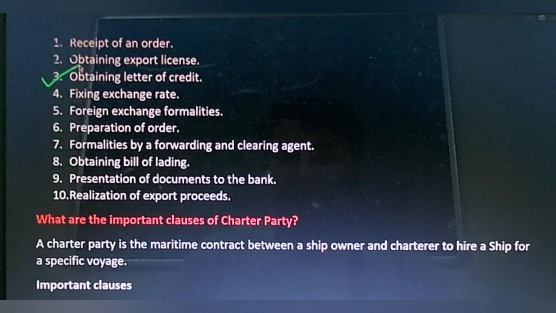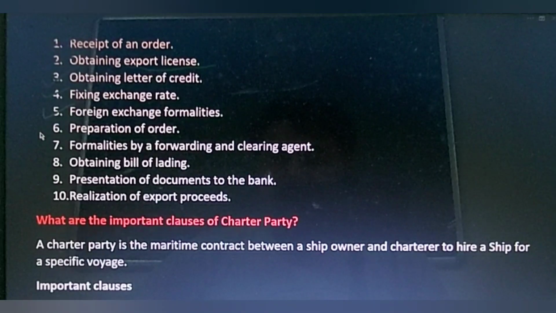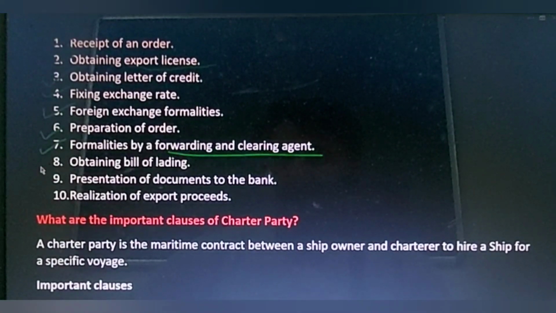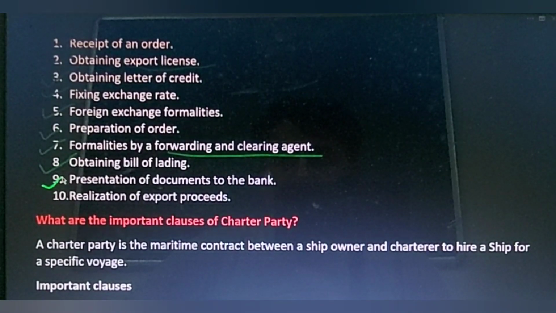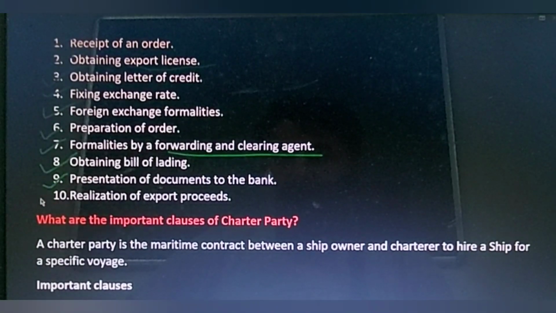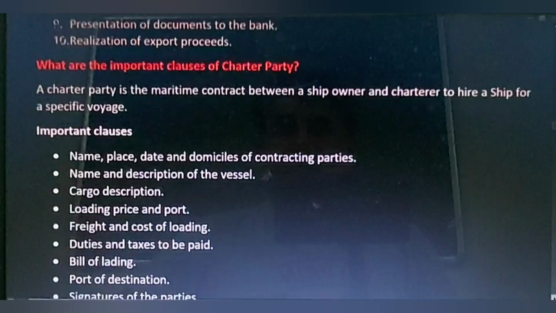Then obtaining a letter of credit, then fixing exchange rates, then foreign exchange formalities that should be met and fixed, and then preparation of the order, and then formalities of the C&F agents, forwarding and clearing agents. Then you must collect the bill of lading and then present all the documents to the bank and port authorities, and lastly realization of the export proceeds. That means आपने जो भी एक्सपोर्ट किया है उसका पेमेंट आपको टाइमली मिल जाए.